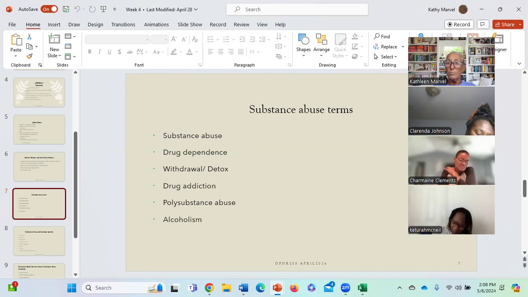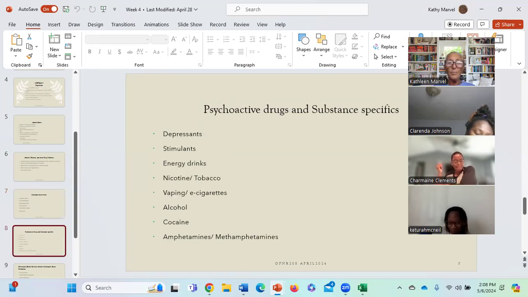In your notes, when you go to take your notes, write a little one sentence about each one of these, because there are differences between them. The other thing is we have a lot of drug specifics. We have depressants, stimulants, energy drinks, tobacco, vaping, alcohol, cocaine, and amphetamines and methamphetamines. Please be able to give an example of each one. What is a depressant? What's a stimulant?